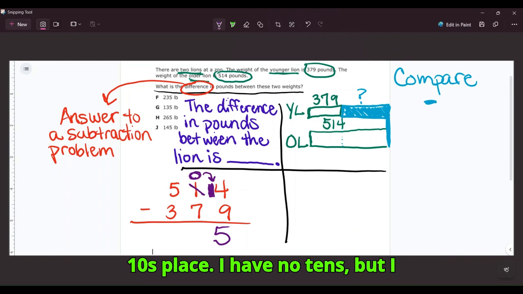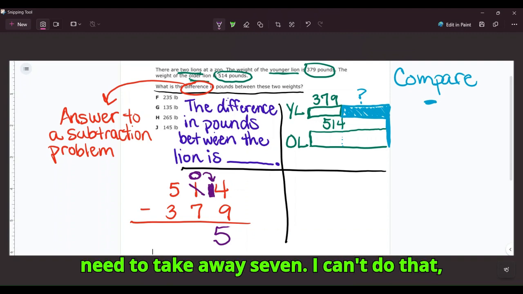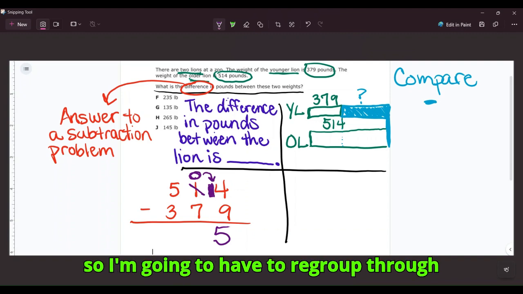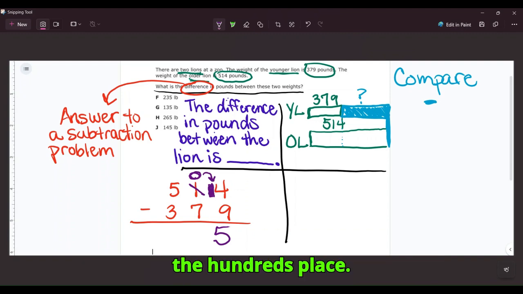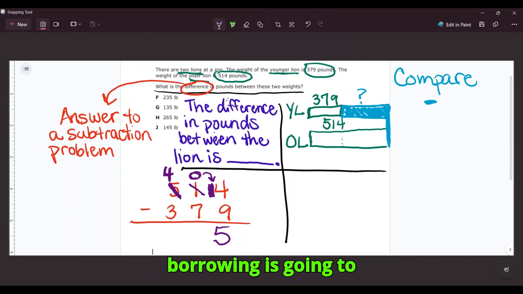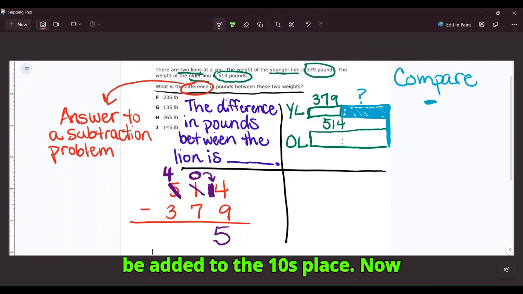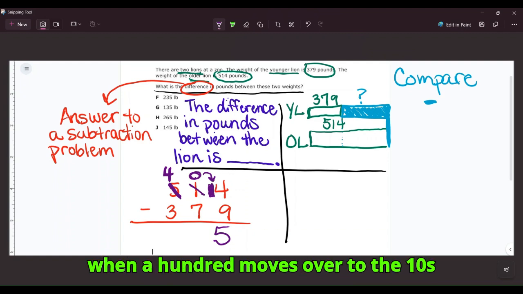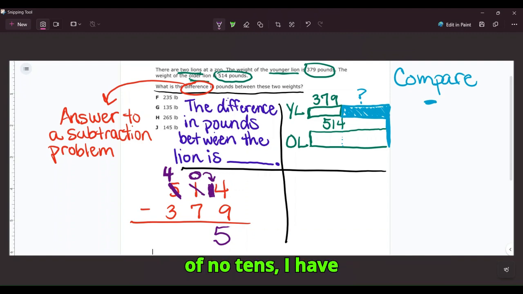Moving to the tens place, I have no 10s, but I need to take away 7. I can't do that, so I'm going to have to regroup through the hundreds place. So now instead of 500s, I have 400s. That 100 that I'm taking away or borrowing is going to be added to the tens place. Now, when 100 moves over to the tens place, it becomes 10 10s. So now instead of no 10s, I have 10 10s.